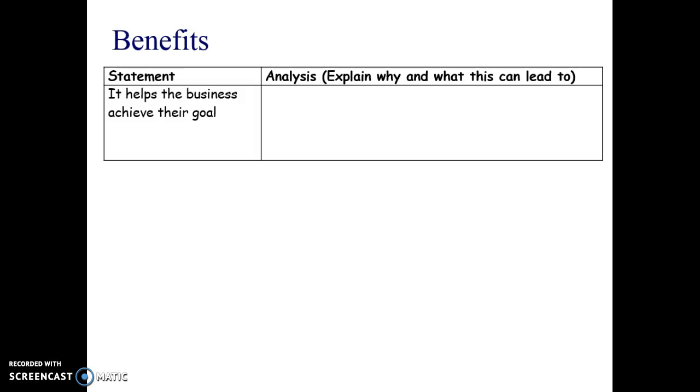So firstly, the benefits. It helps the business achieve their goals. So identifying that will get you 1 mark, but you need to have those analysis skills. So explain why a business plan helps them to achieve their goal and what this can lead to.